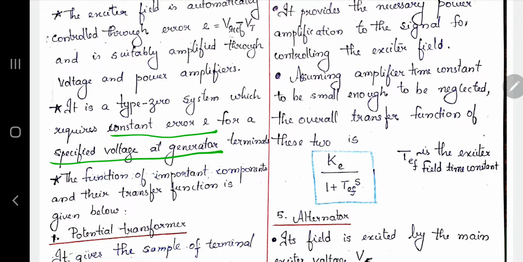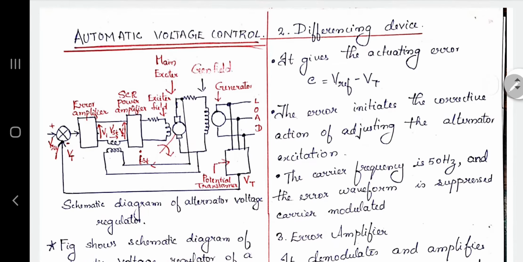So, let us go into the first component, that is the potential transformer. You can see the potential transformer inside the block diagram. It gives a sample of the output voltage, the voltage at the terminal of the generator, or we can say the load voltage. So, it gives a sample of the terminal voltage of the generator and it is represented as Vt. So, that is the potential transformer.